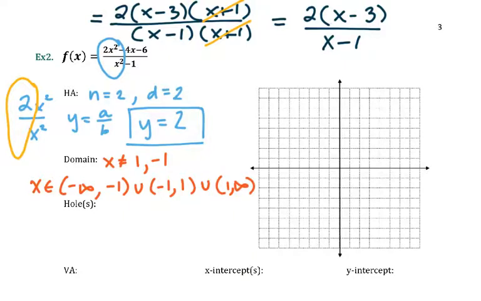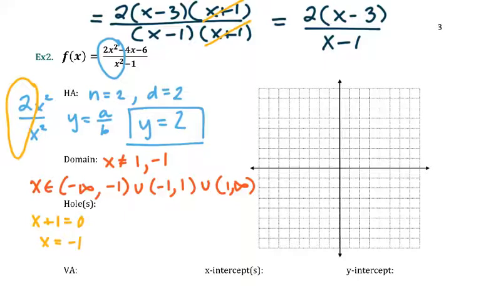All right, moving on to the hole. The hole occurred because we canceled x plus 1. So when we canceled x plus 1, if we set x plus 1 equal to 0, that would let me know that we'd be dealing with x equals negative 1. So there's a hole at x equals negative 1.